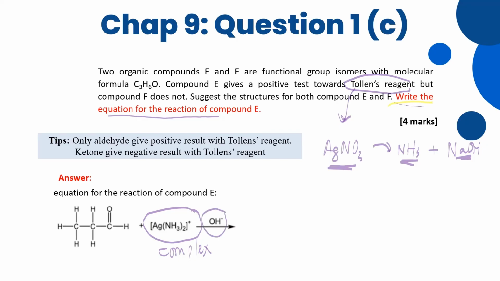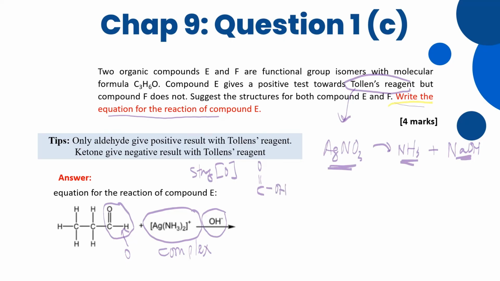So Tollens reagent is a strong oxidizing agent. It will oxidize the aldehyde group, so we add oxygen here. Since ketone has no hydrogen, it cannot be oxidized. So it will turn the aldehyde into carboxylic acid.